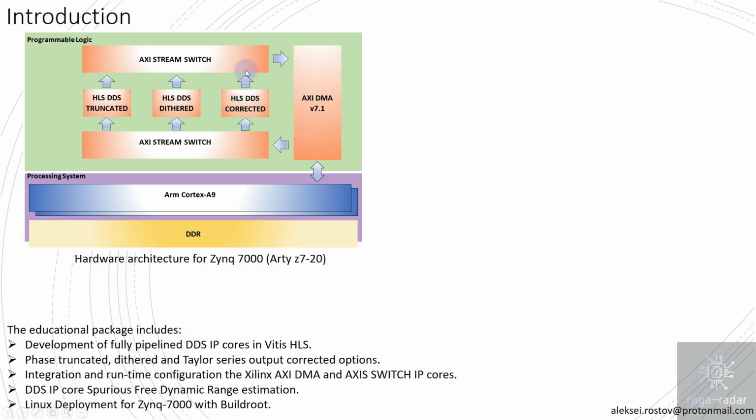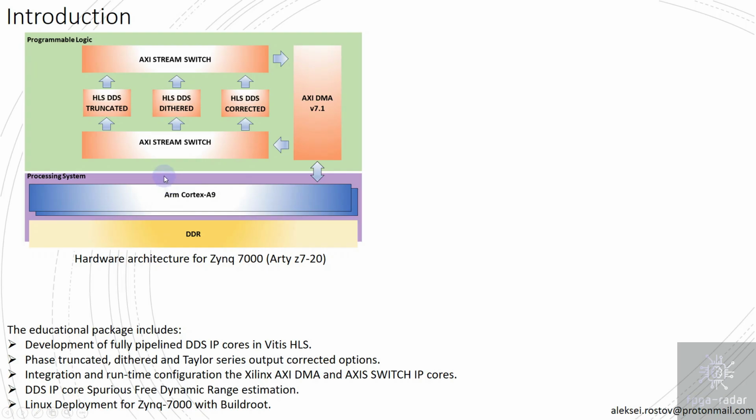The data transfer between IP cores and DDR memory is organized by using AXI stream switches that are connected to the Xilinx AXI DMA IP core. So all this programmable logic operates under Linux, running on a Cortex ARM A9 2-core processor.